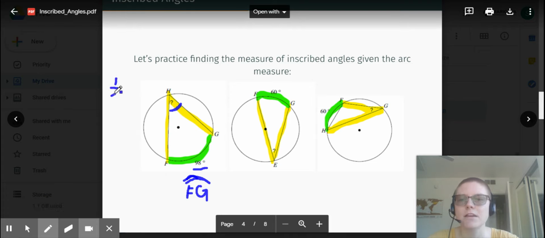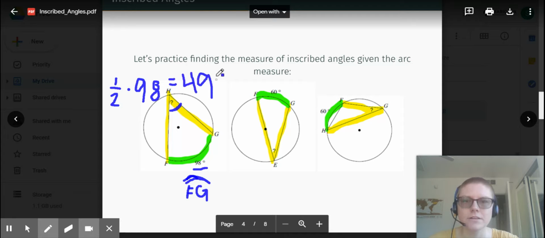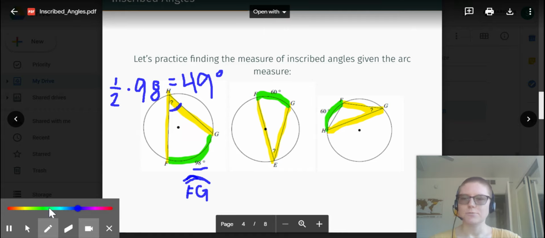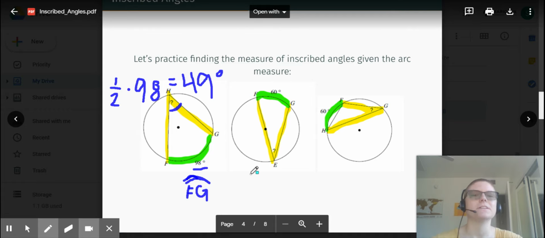So 1/2 of just means multiply times 98. So 1/2 of 98, 1/2 of 90 is 45, 1/2 of 8 is 4, 45 plus 4 is 49. So our angle is 49 degrees, right? And that's not too difficult, right? I think you guys can handle that.